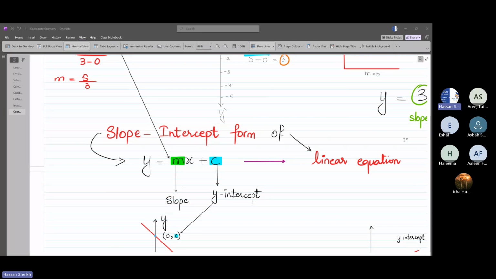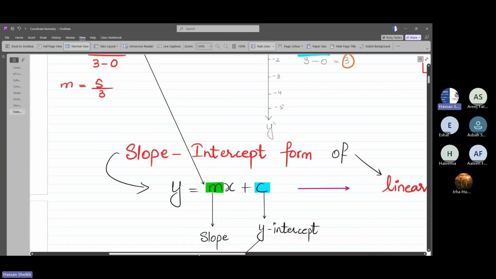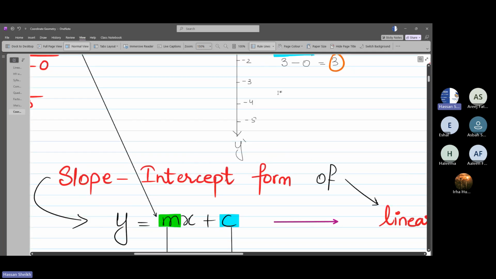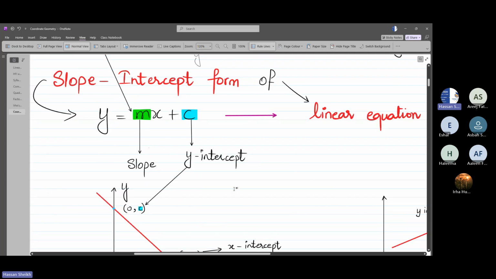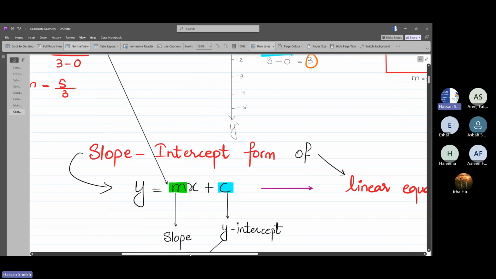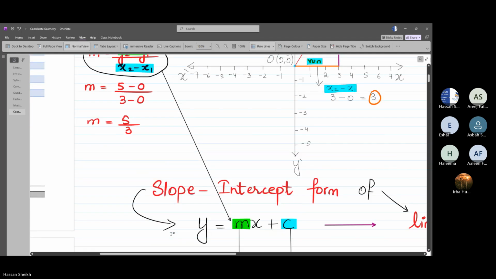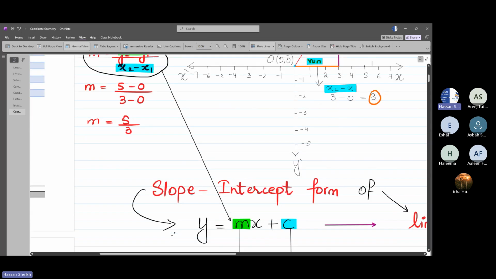Now let's move on to the standard form of a linear equation. Remember, in this coordinate geometry, we have two forms. The first form of equation is y equals mx plus c, where m is the slope. Do you know how to find the slope? Is that m equals y2 minus y1 over x2 minus x1? Is that how we find the slope or gradient?